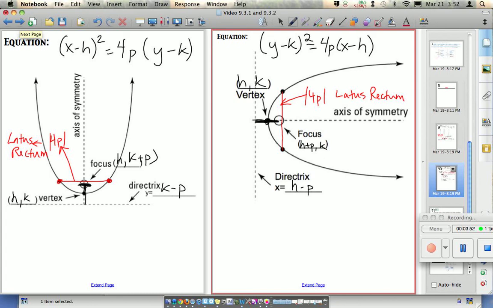So the symmetry of the graph should help you with these things, and knowing the definition should also help you decide where your focus and your directrix are for all of these parabolas. So let's take a look at an example on how we're going to graph these given this information.